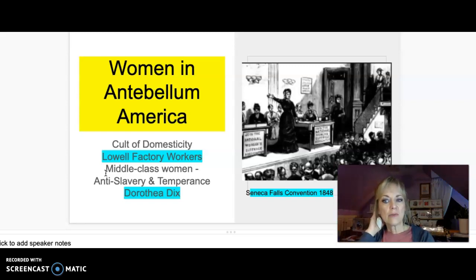Remember this idea of the cult of domesticity, this idea of Republican motherhood. Go back and look at all of that. You did have the Lowell Factory Girls, where you're starting to see young unmarried girls working in these textile mills. Women were reformers during this time period, but typically those women came from the middle class. They were anti-slavery, they were abolitionists, they were in favor of prohibition or the temperance movement. Remember, Dorothea Dix wanted to reform the way that the mentally ill were treated, and she got those reform movements up and running.